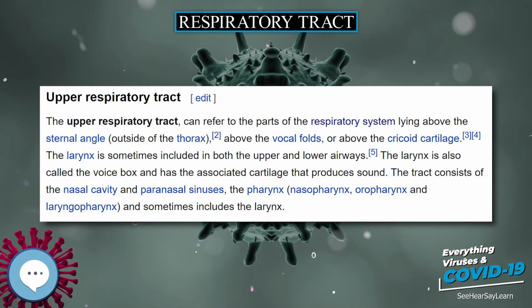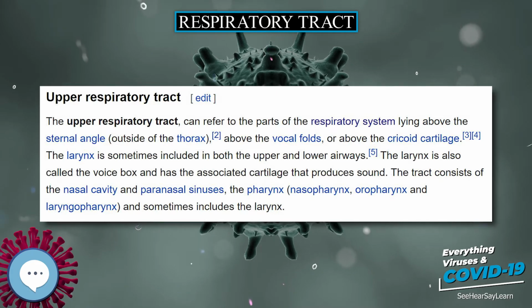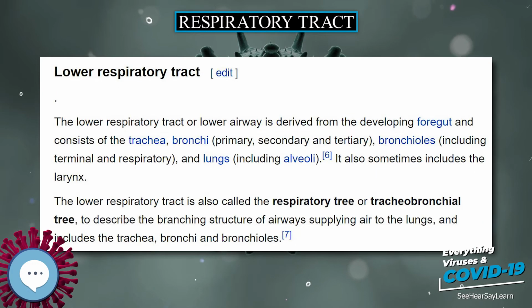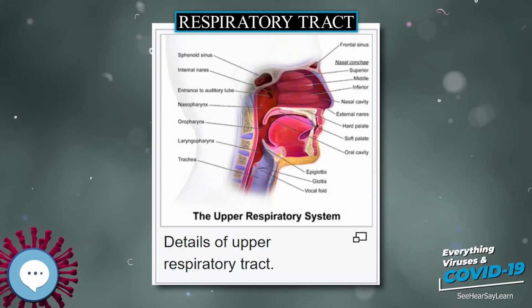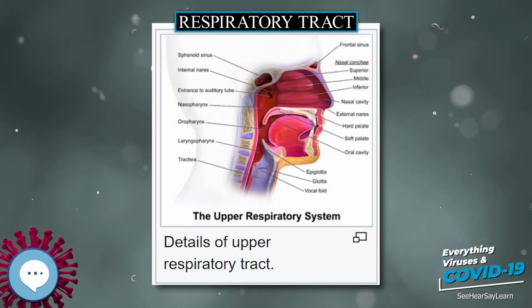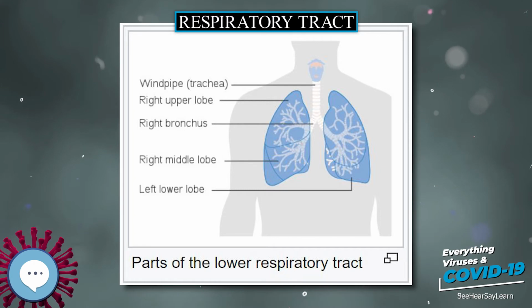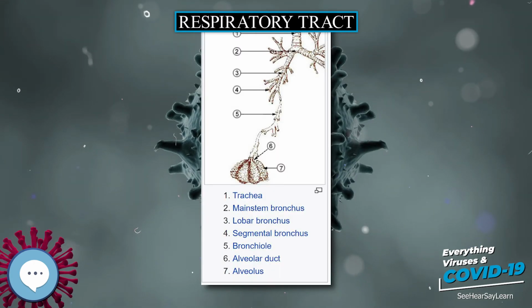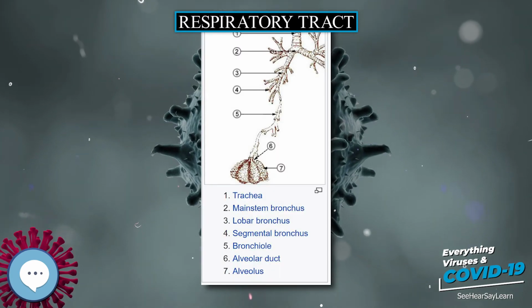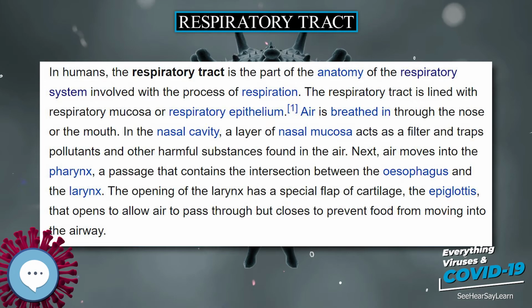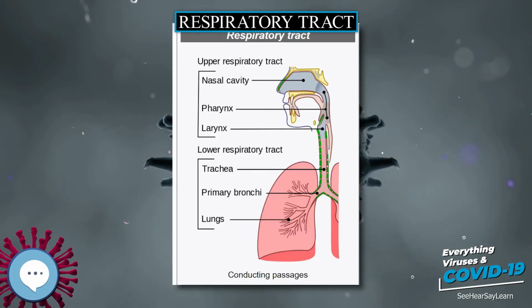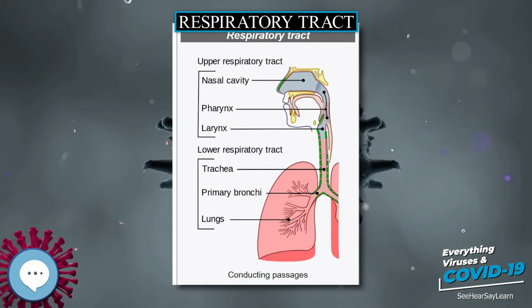Upper respiratory tract. The upper respiratory tract can refer to the parts of the respiratory system lying above the sternal angle, outside of the thorax, above the vocal folds, or above the cricoid cartilage. The larynx is sometimes included in both the upper and lower airways. The larynx is also called the voice box and has the associated cartilage that produces sound. The tract consists of the nasal cavity and paranasal sinuses, the pharynx (nasopharynx, oropharynx and laryngopharynx), and sometimes includes the larynx.